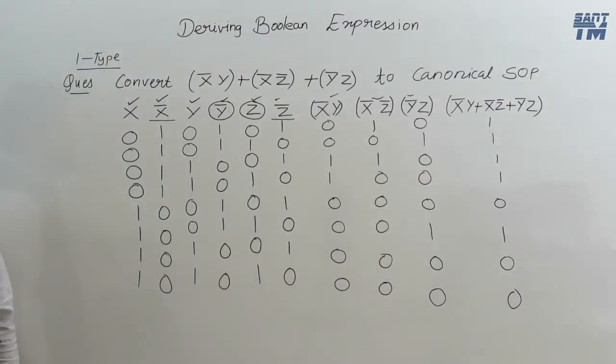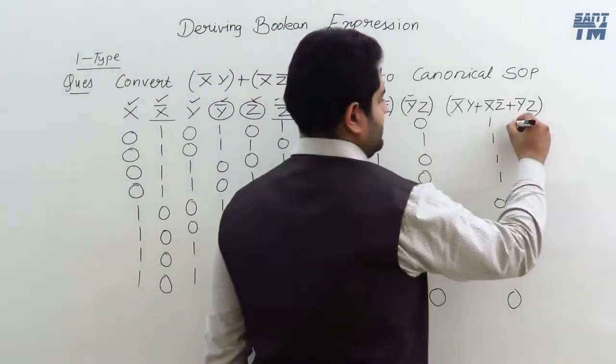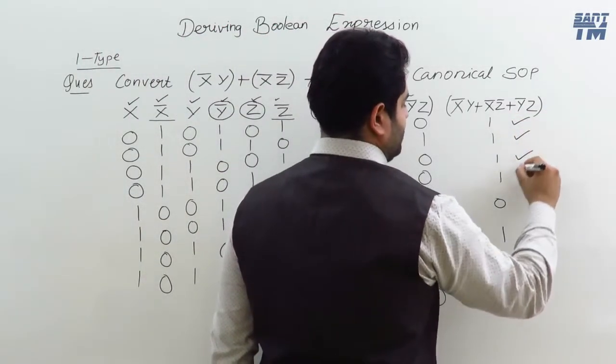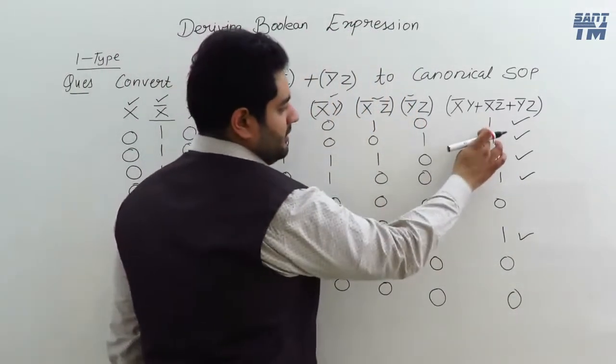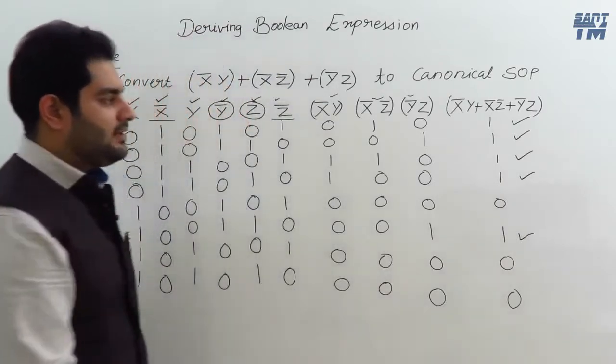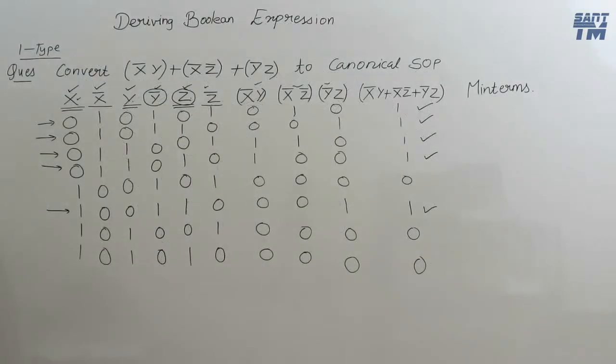Now step 2 said that we have to mark only those rows which have 1 in their output. This one, this one, this one, this one and this one. So 5 rows are selected. We have to select only those rows in which output is 1. Now for the selected rows we have to fill the minterm column.